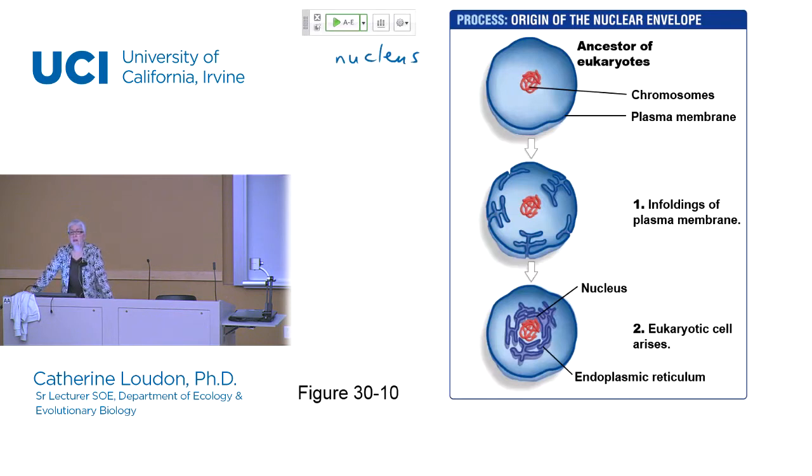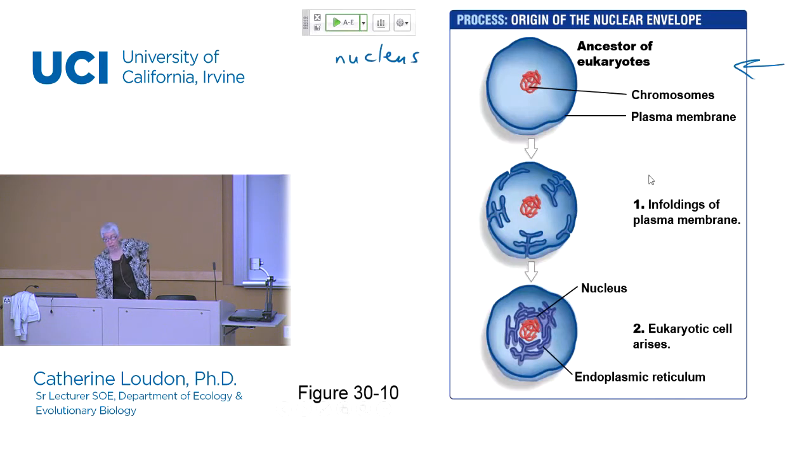So if we consider an ancestor that did not have a nucleus, that's shown up here on the top, and so we've got the chromosomes. They're just there in the cell as a whole. They're not separated from the rest of the cytoplasm by any kind of membranous barrier. It is thought that the nuclear membrane evolved from elaboration of infoldings of the plasma membrane.